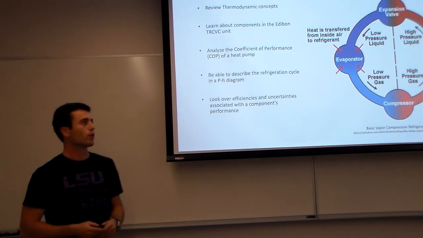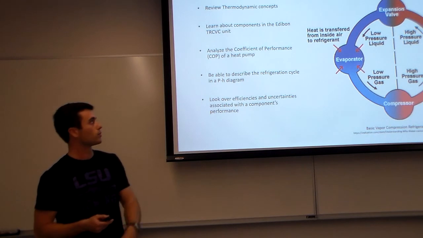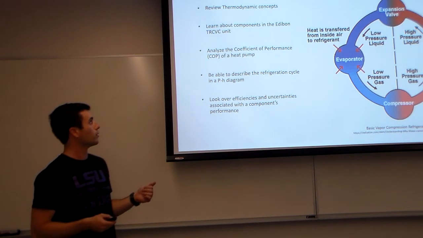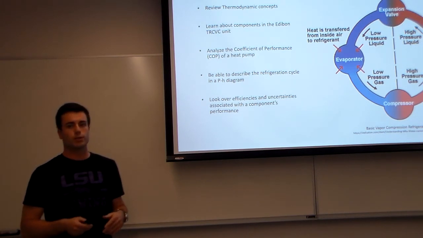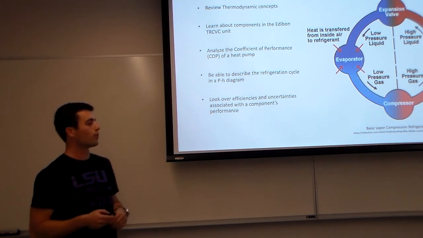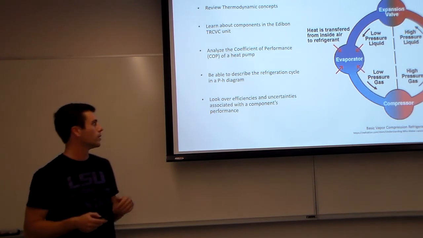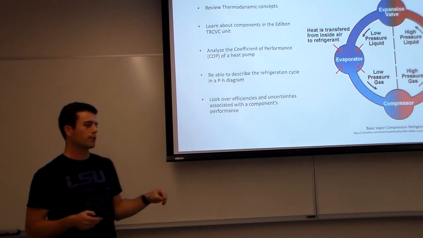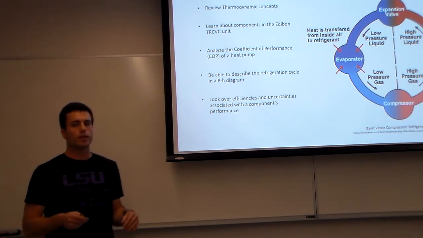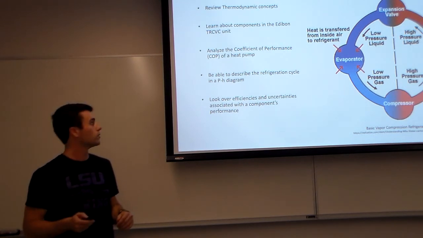So the actual purpose of the experiment, we're going to relearn some topics from thermo, mainly second law and the refrigeration cycle, and then we'll also learn about the TRCVC unit. Basically, it's just a closed loop refrigeration unit. And then the actual coefficient of performance, we'll look at the efficiency of that unit. We'll be able to describe it using a pH diagram. And then we'll also look over the efficiencies and any uncertainties we see within individual components of that actual unit. It'll have temperature sensors, pressure sensors throughout, so we'll have data to work with.